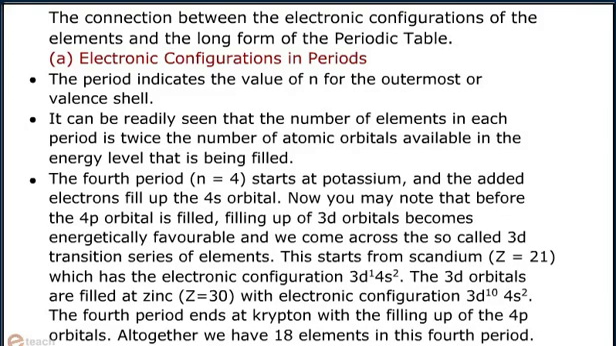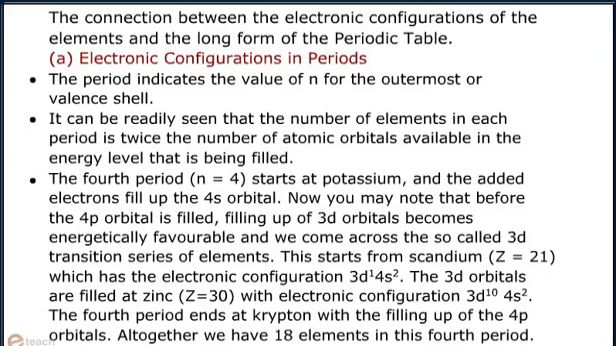The fourth period, that is when n is equal to 4, starts at potassium and the added electrons fill up the 4s orbital. Now you may note that before the 4p orbital is filled, filling up of 3d orbitals becomes energetically favorable and we come across the so-called 3d transition series of elements.